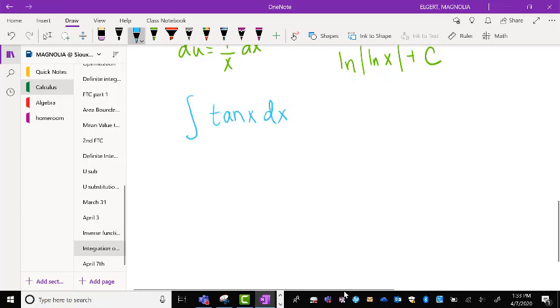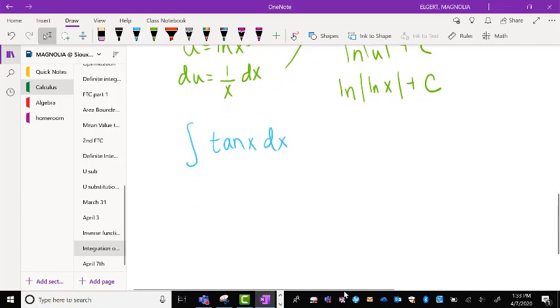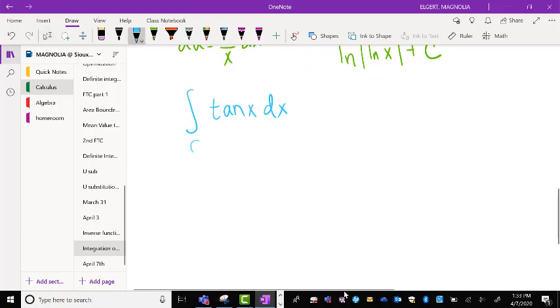We don't have a rule for this one. Well, you might have a rule for it. I can't remember if we did that or not. But now that I know the natural log, what I can do is remember that the tangent is the sine of x over the cosine of x dx.